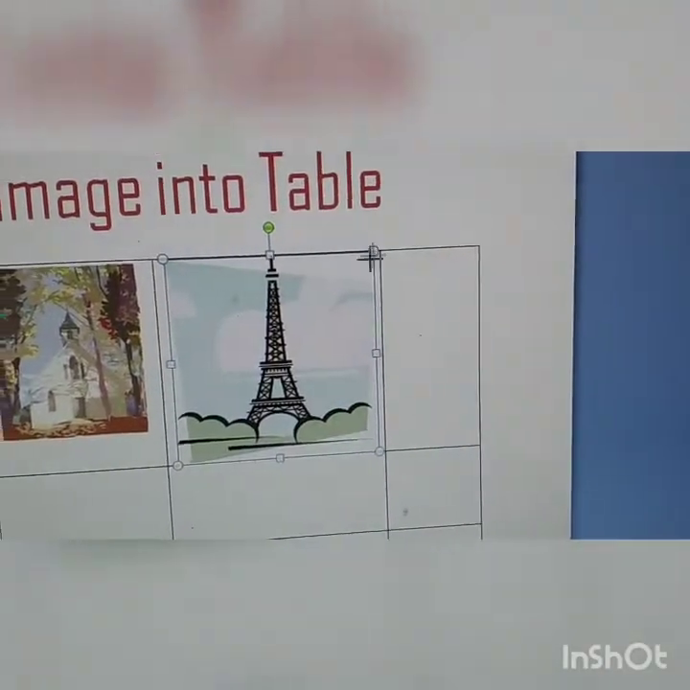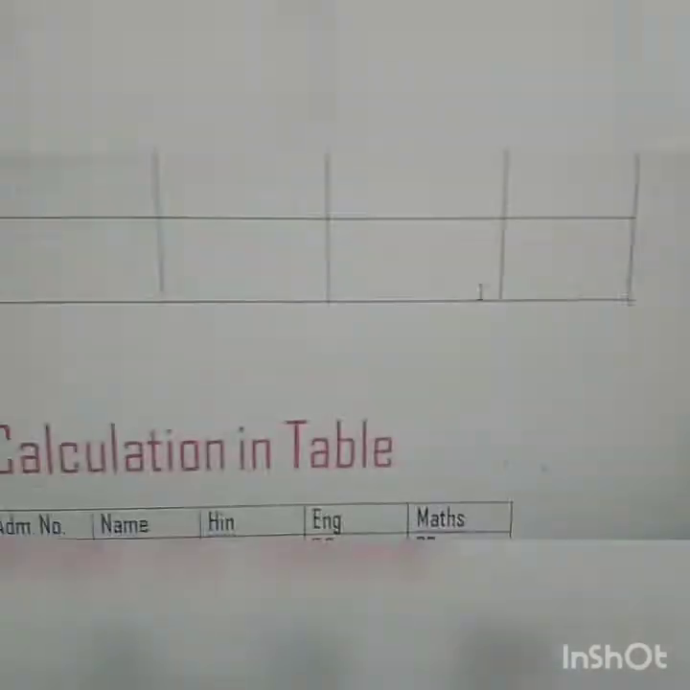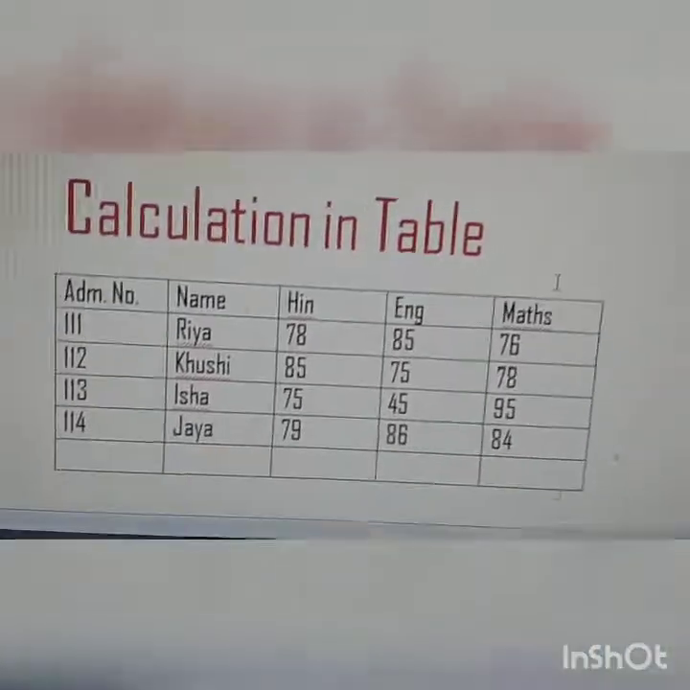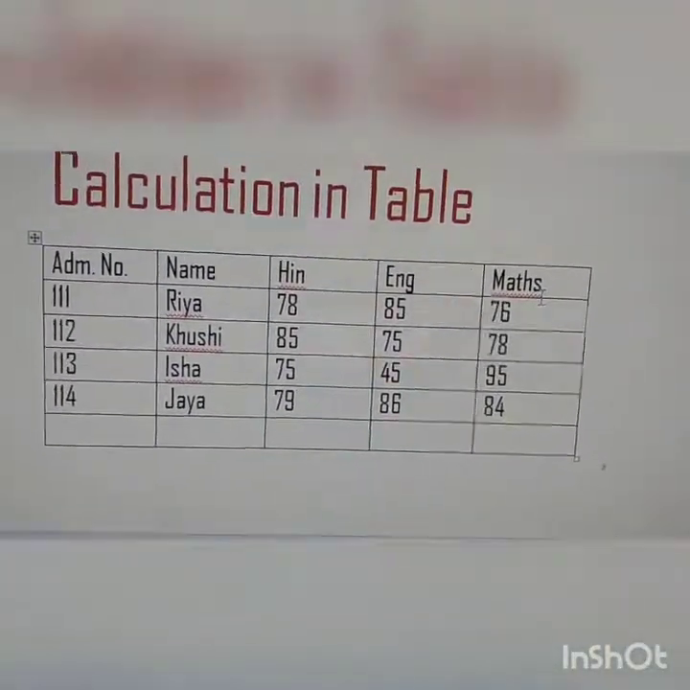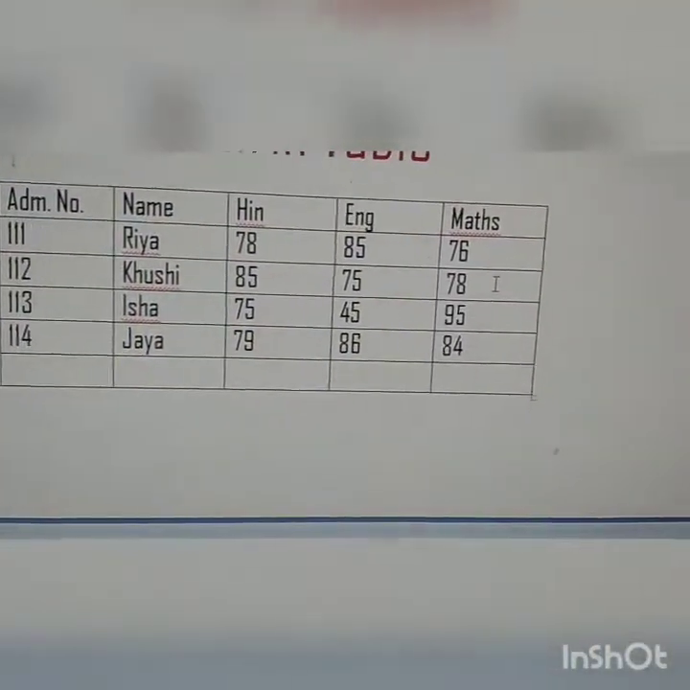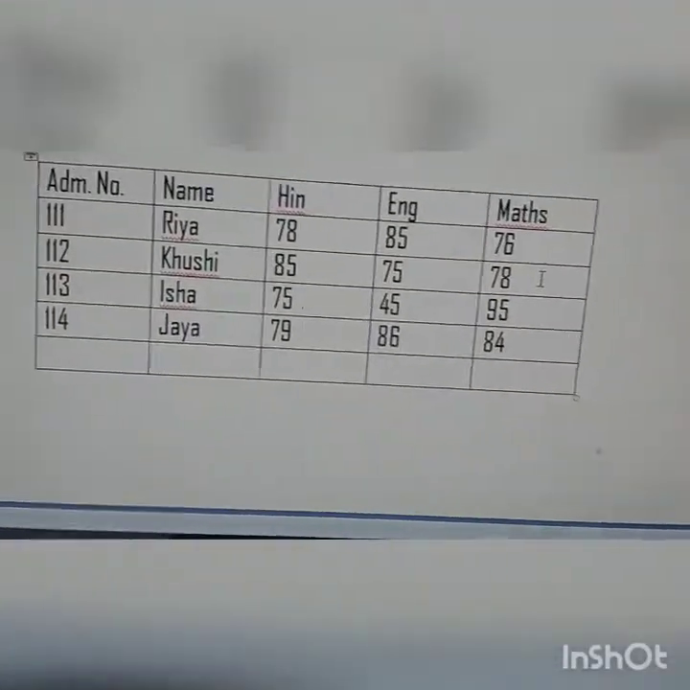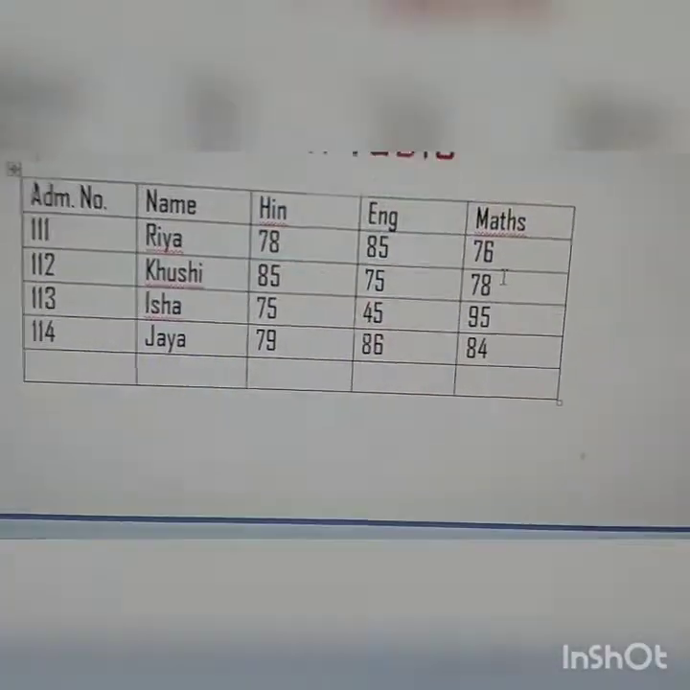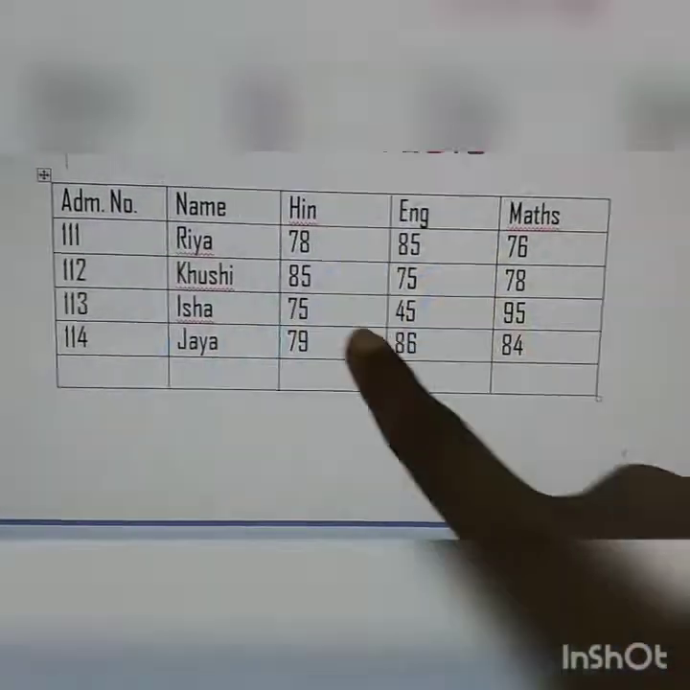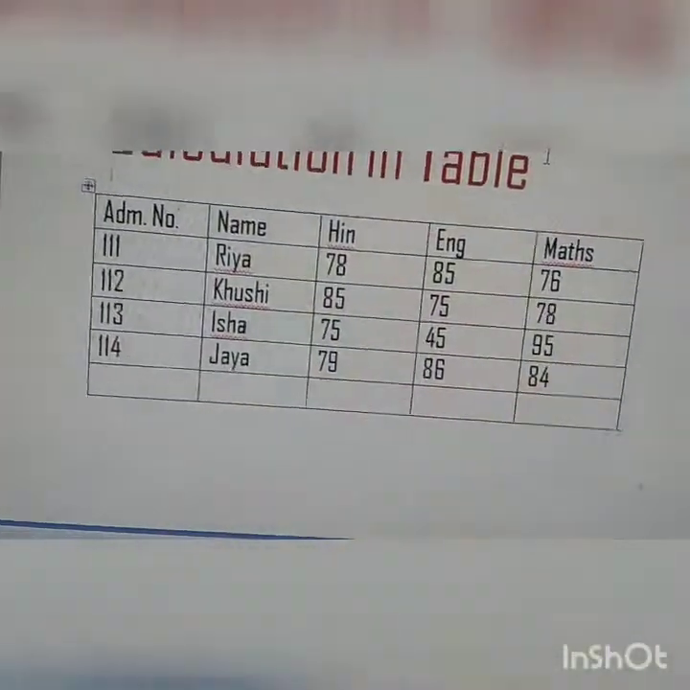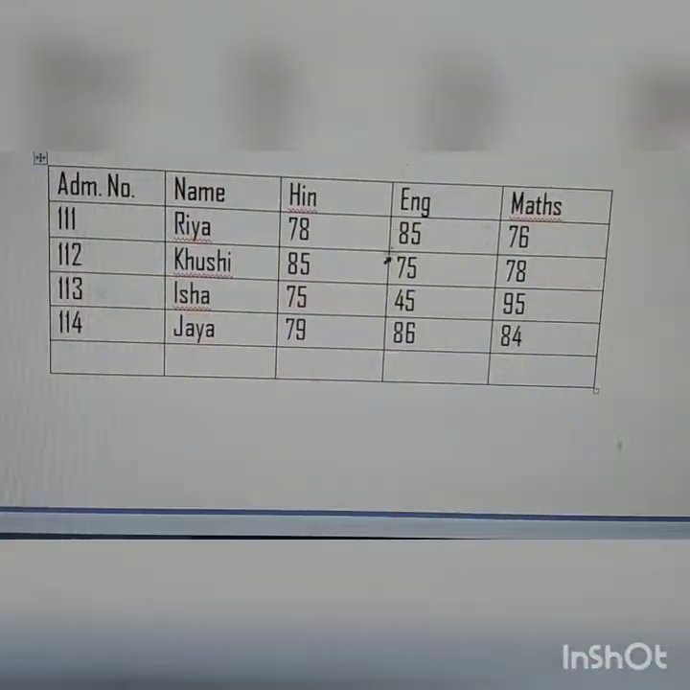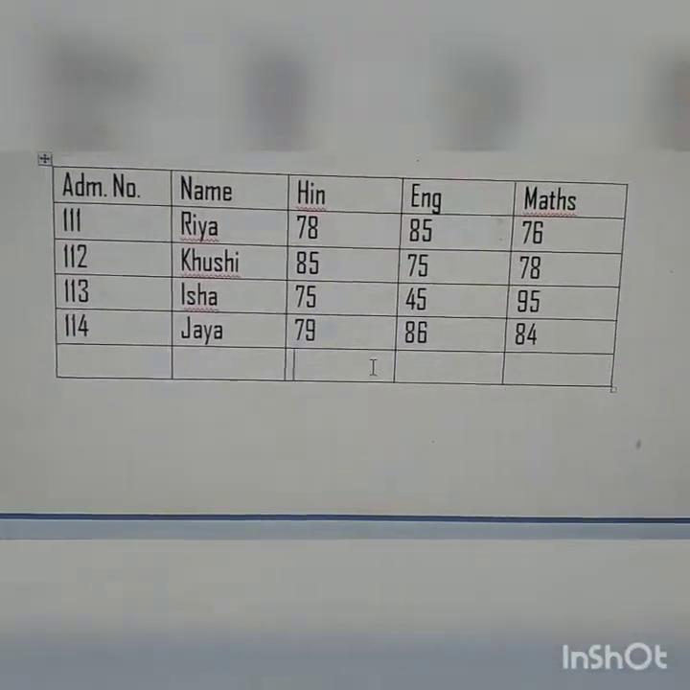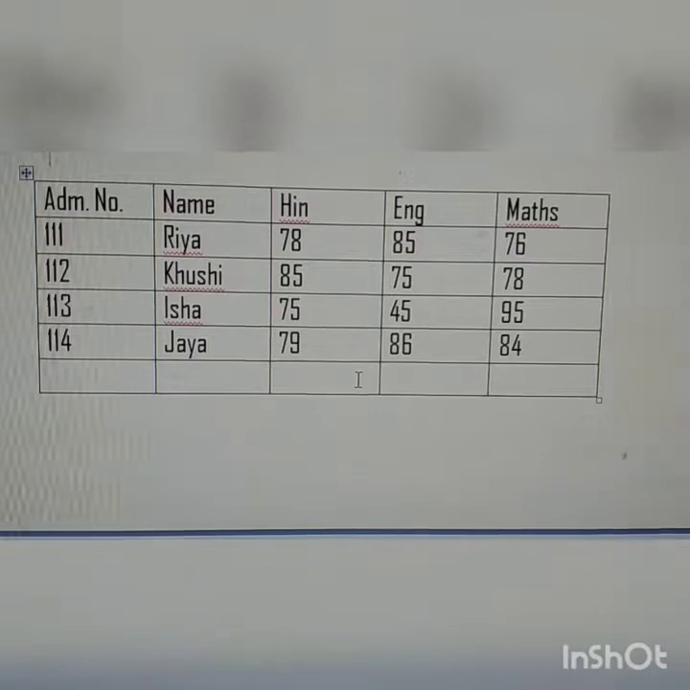Done. Now we will see the calculation. In MS Word we also can calculate the numbers. When we are doing the calculation, make sure that numbers should be in a same sequence, that means either in a column or in a row. One cell should be vacant for the result.